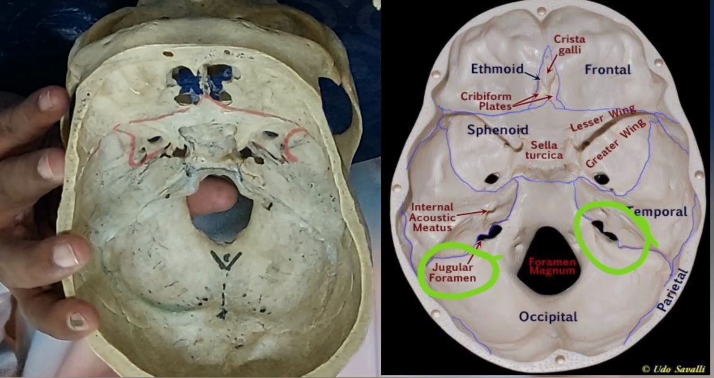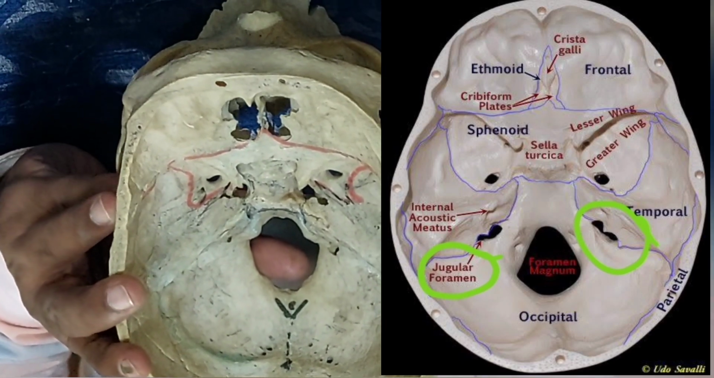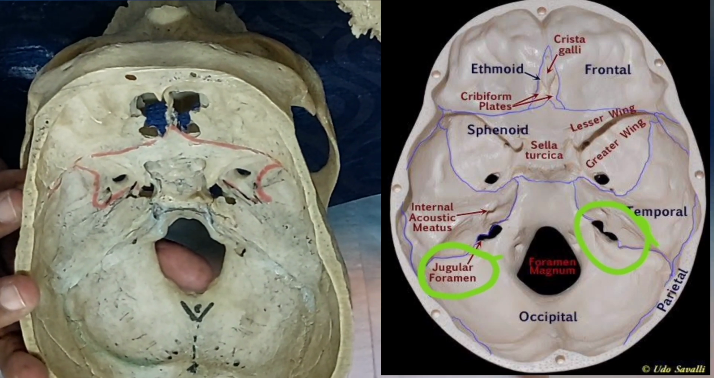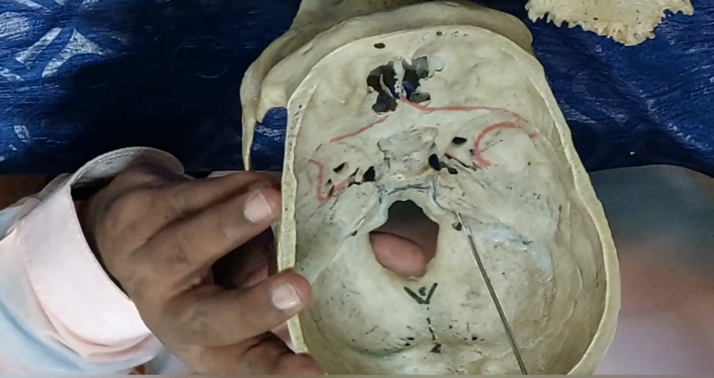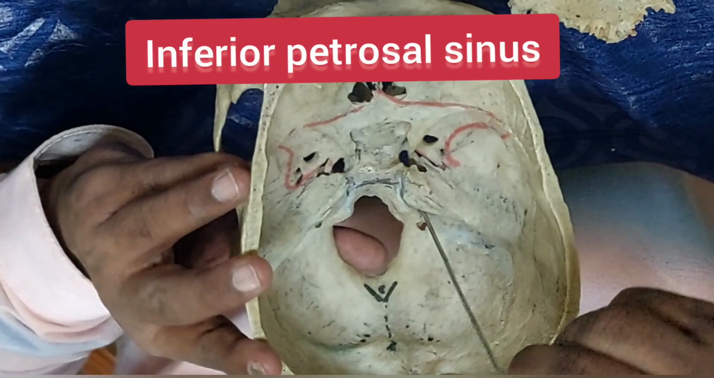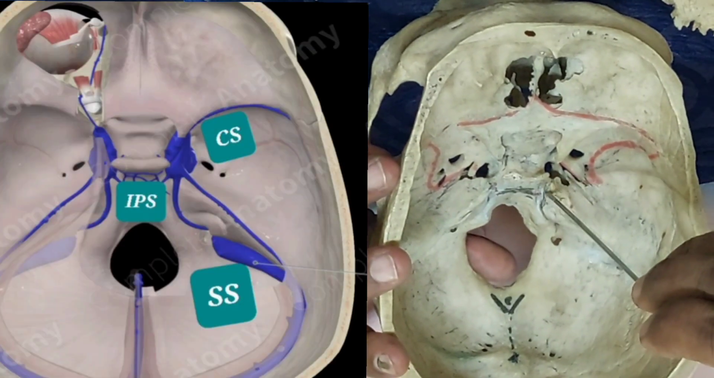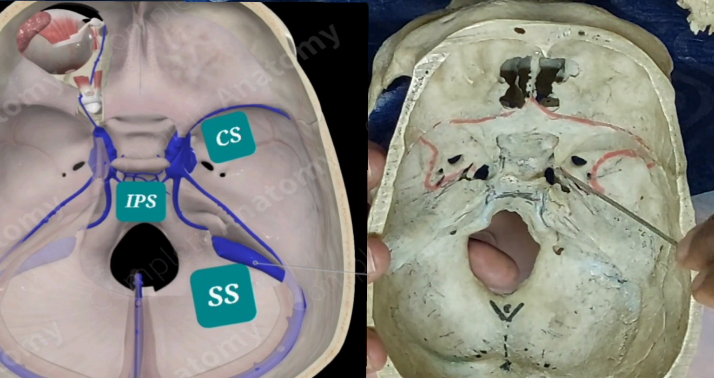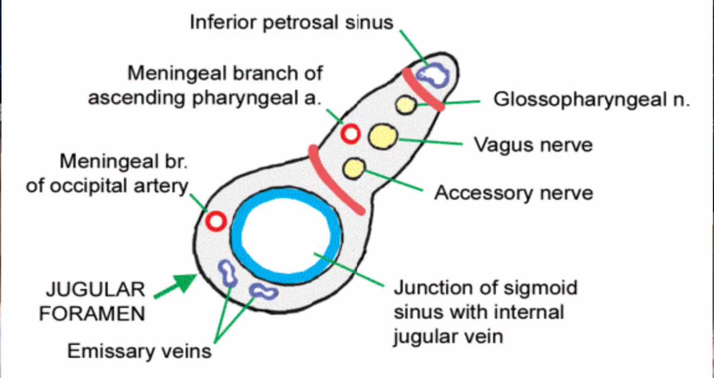The question is, what are the structures passing through this jugular foramen? Before that, you must know the foramen has 3 compartments: anterior, intermediate and posterior. In the anterior compartment, here, you will get the inferior petrosal sinus. This is the position of the inferior petrosal sinus, which runs forwards and drains into the cavernous sinus present on either side of the pituitary fossa. Here, the cavernous sinus.